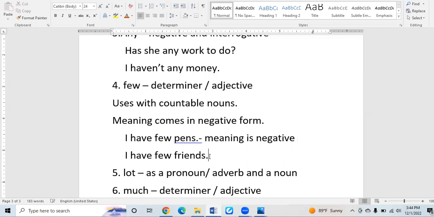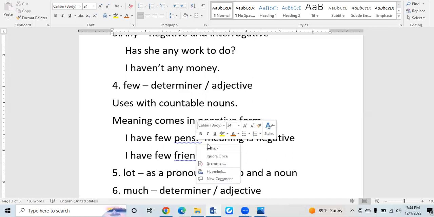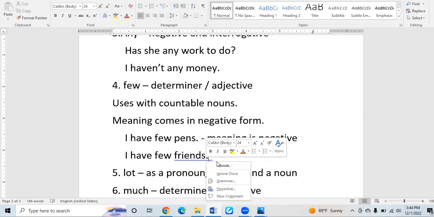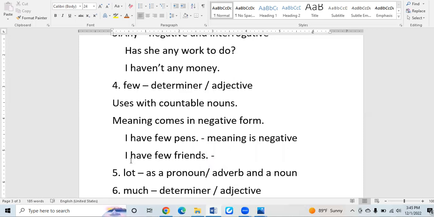Remember, I have few friends. If you say I have few friends, indirectly what are you saying here? Indirectly you are saying that you have no friends at all. That's the meaning, okay? On the other hand, you are saying you don't have any friends, but you are ashamed to tell it in negative form. You use the positive structure to express your negative attitude.